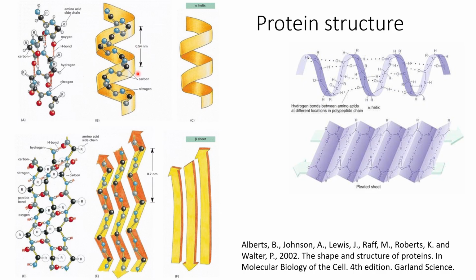You also get this regularity in the bending of the structure. Within the alpha helix, every 0.54 nanometers you get a repeat. It's almost like it curves round and begins again. Within the beta pleating you get a repeating unit every 0.7 nanometers, so it's a little bit longer to repeat.